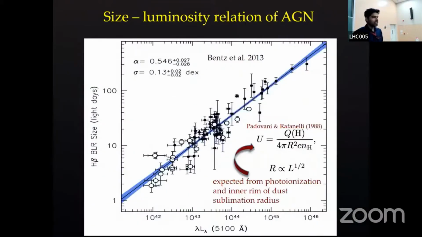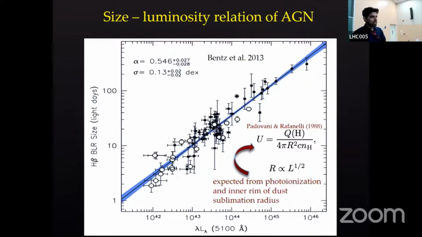The most remarkable achievement of this reverberation mapping method is a strong correlation between the size of the broad line region and the luminosity of the continuum at 5,100 Angstrom. This relation is remarkably strong. You see the scatter is only 0.13 dex. Dex is log scatter. This plot is from Bentz et al. 2013. The slope is 0.5, and this agrees with the photoionization calculation as well as the inner radius of dust sublimation.